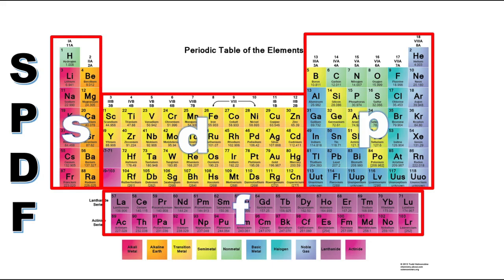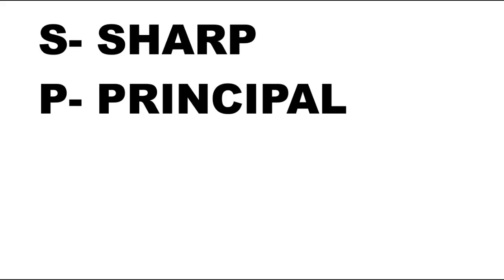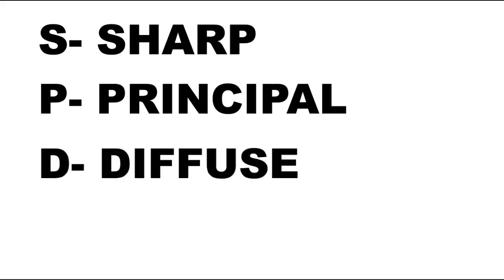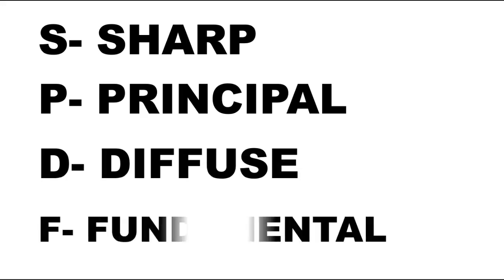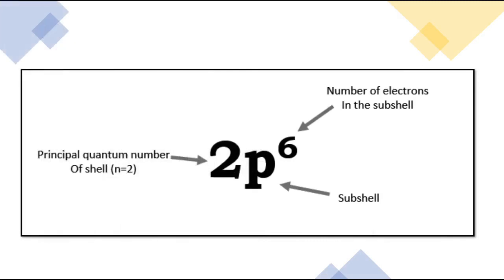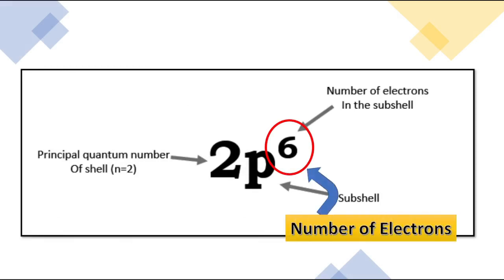Each block has columns where you can find the groups of elements. The first column is the first group and so on and so forth. By the way, the meaning of SPDF is: S means sharp, P means principal, D means diffuse, and F means fundamental. Now class, the number 6 in this example represents the number of electrons of an atom.